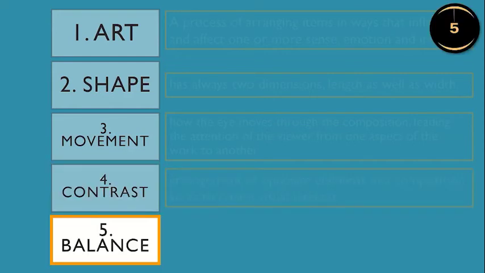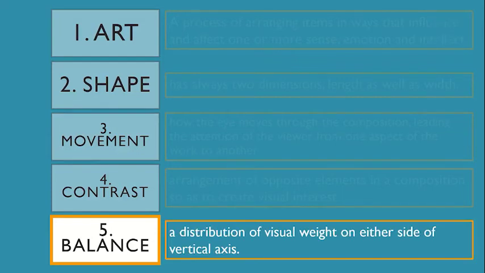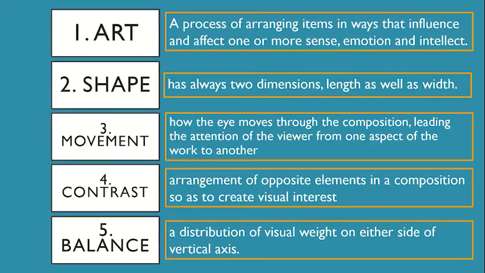Ready? You have 5 seconds. Time is up, and your answer is? That is correct. Balance is a distribution of visual weight on either side of a vertical axis. Here are the definitions of the words that we discussed in the last lesson.